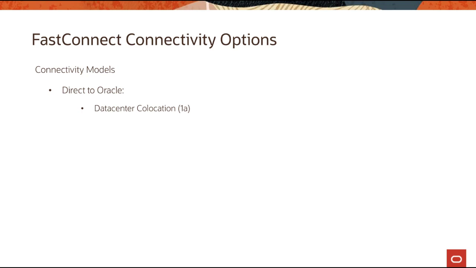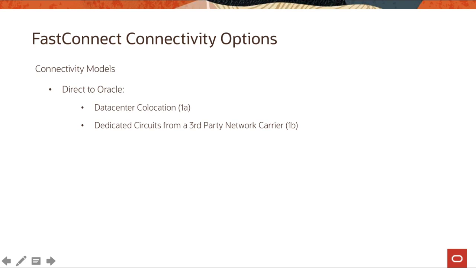There are three different FastConnect connectivity models. The first one is direct to Oracle data center colocation. This is suitable if you are co-located in the same FastConnect location as Oracle. In that manner, you can establish connectivity by directly provisioning a connection from your network equipment to the Oracle Cloud Services.